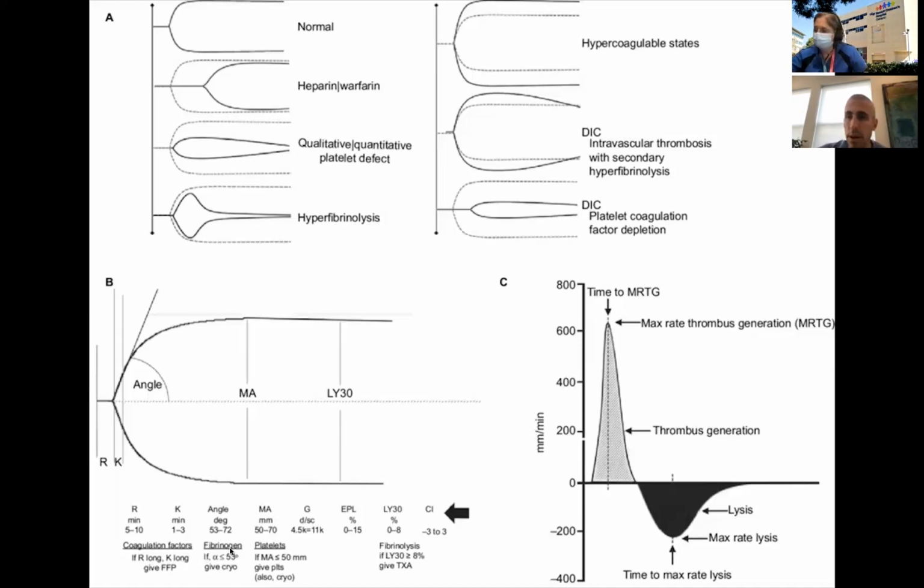Almost certainly, if your angle is abnormal, your K is also going to be abnormal, and so you will have already probably given FFP. So you give FFP and cryo.